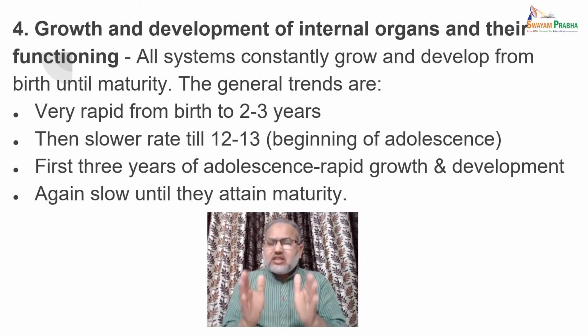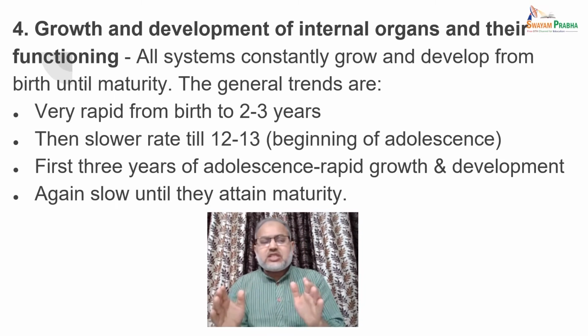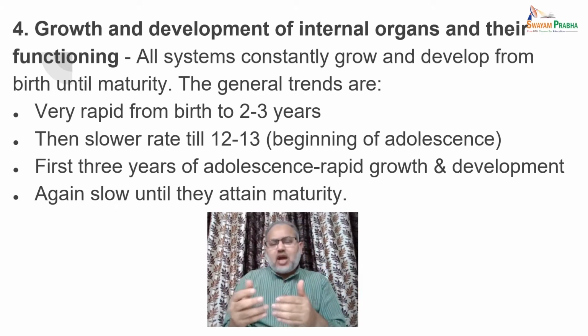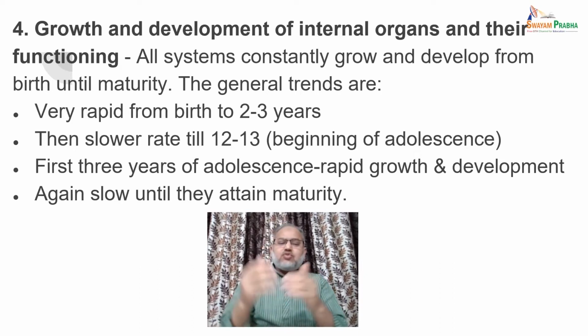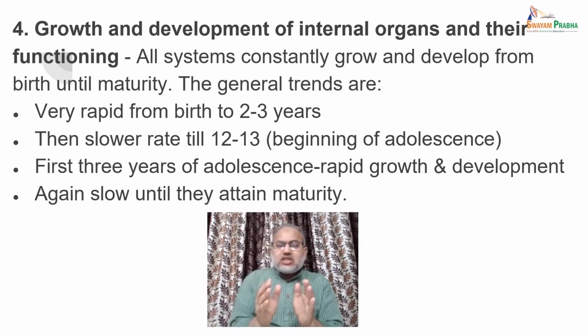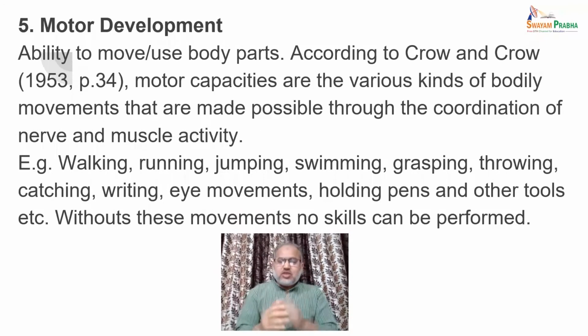Growth and development of internal organs and their functioning. All systems constantly grow and develop from birth until maturity. The general trends are very rapid from birth to 2 to 3 years. It means that after birth, up to the age of 2 to 3 years, the change is very rapid. Then it becomes slower till 12 to 13 years of age, which is the beginning of adolescence. In the first 3 years of adolescence, rapid growth and development takes place, and again it slows down until they attain maturity. So this is the general trend.